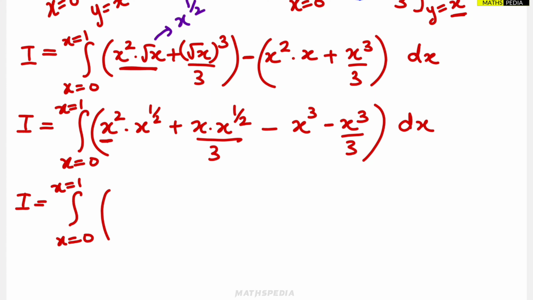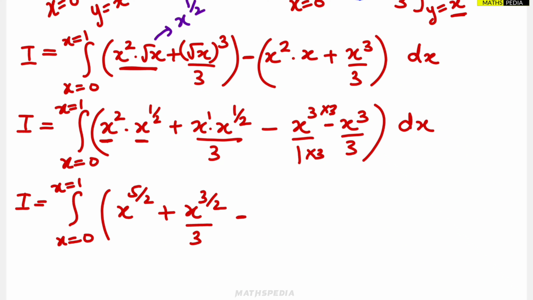Now here, x square into x power 1 by 2. See, base is same, powers can be added. So 2 plus 1 by 2 is what? 5 by 2. So x power 5 by 2 plus here x power 1 is there. So 1 plus 1 by 2 is what? 3 by 2. So x power 3 by 2 by 3 minus. Now here x cube and x cube both are same. So if I write it as 1 and multiply here 3 and 3, it becomes minus 3 minus 1 is what? Minus 4. So minus 4 x cube by 3. I have just taken the LCM, okay, dx.